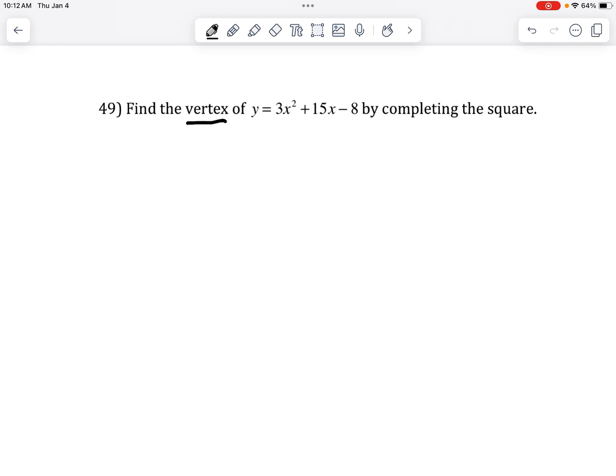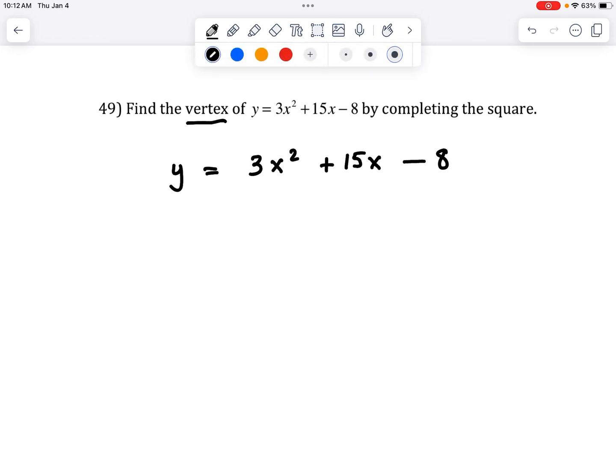So first of all, I would rewrite the function y equals, and then it starts with 3x squared. And to complete the square, I cannot have that 3 in the front. So what I need to do is divide all terms by 3. So divide this side by 3, divide this by 3, divide by 3. On the left side, it can't simplify, it's just y over 3. And then these cancel, so there's x squared. A 3 will divide into 15 5 times, so plus 5x.